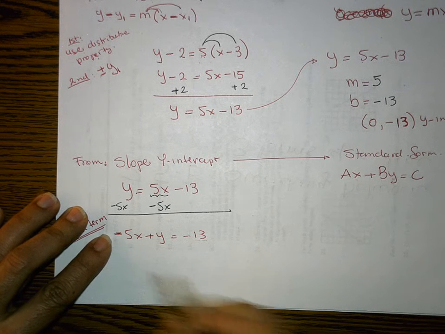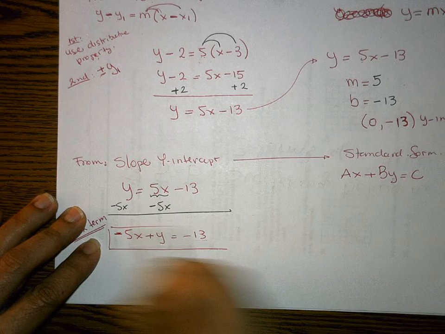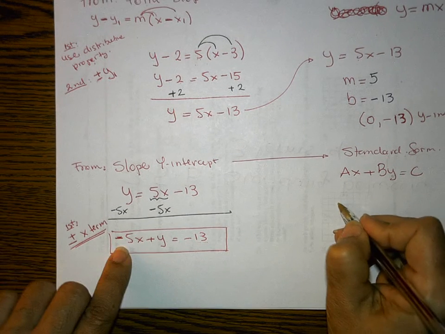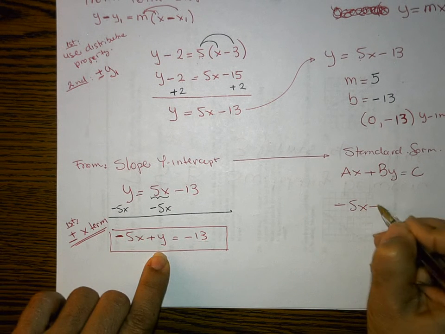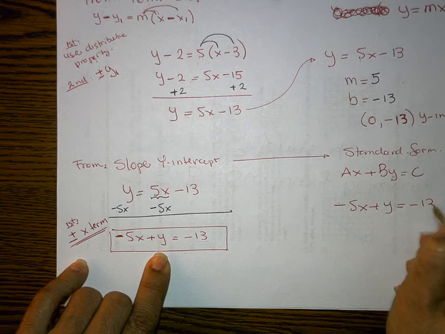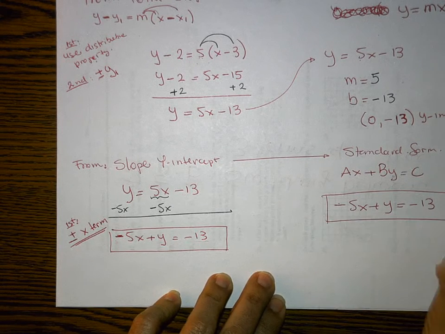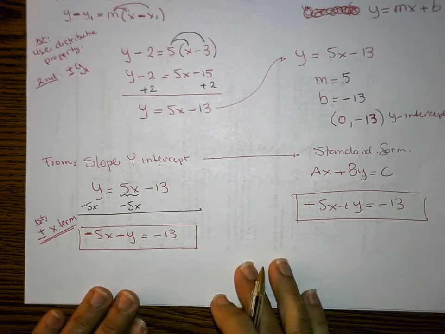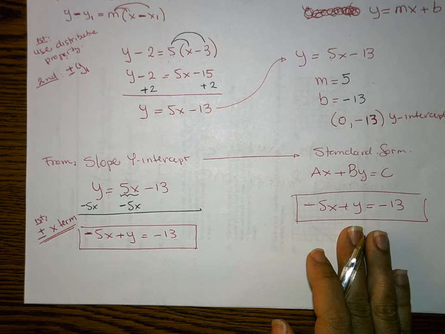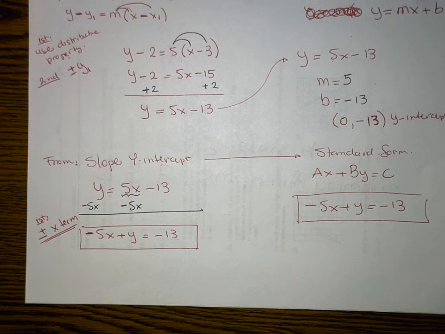So there's your answer. Okay? So in standard form, I would have negative 5x plus y equals negative 13. So there we go. I moved from the slope-intercept to the standard form by just moving my x term. All right? So let me go ahead and do some examples from your worksheet so we can work out step by step and see if we need to clear fractions.